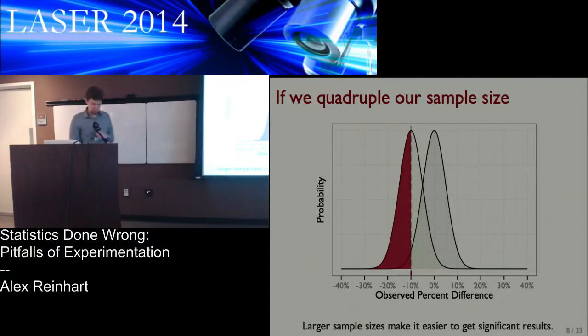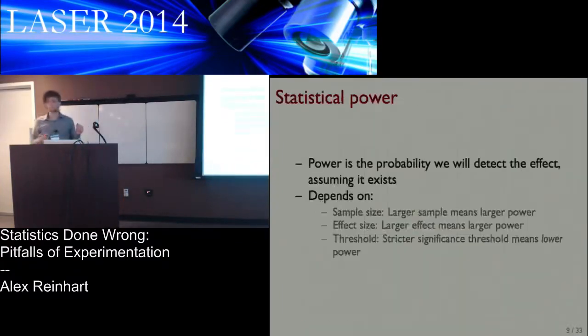So this is, I think Roy mentioned this yesterday, the problem of statistical power. Power is the probability that we will detect the effect we're looking for, assuming that it does actually exist. So the power, for instance, in that first situation where the threshold was at 20%, was only 16%, because most of the time you would not have gotten a statistically significant result. Your power depends on your sample size, like we said. Larger sample size means better power.